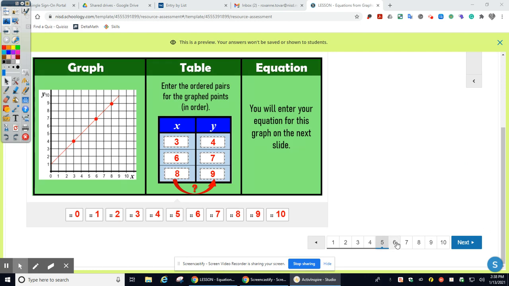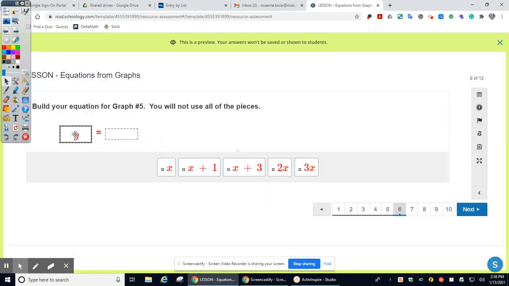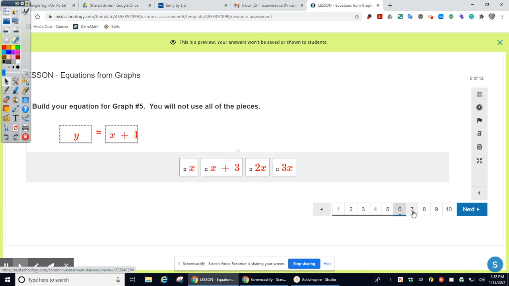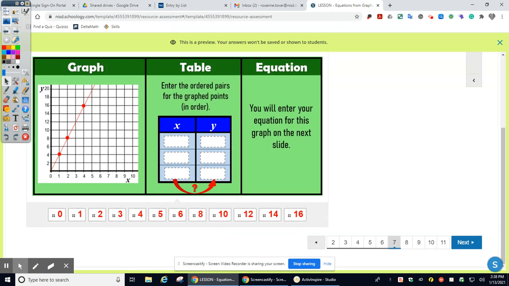So I'm going to go to number 6 now, and I'm going to put y equals, and then we would have x plus 1 in the next box. Okay? All right, so hopefully you're starting to get the hang of it by now. Let's go ahead and do this again. We're going to follow our dots in order and find our x and y values.